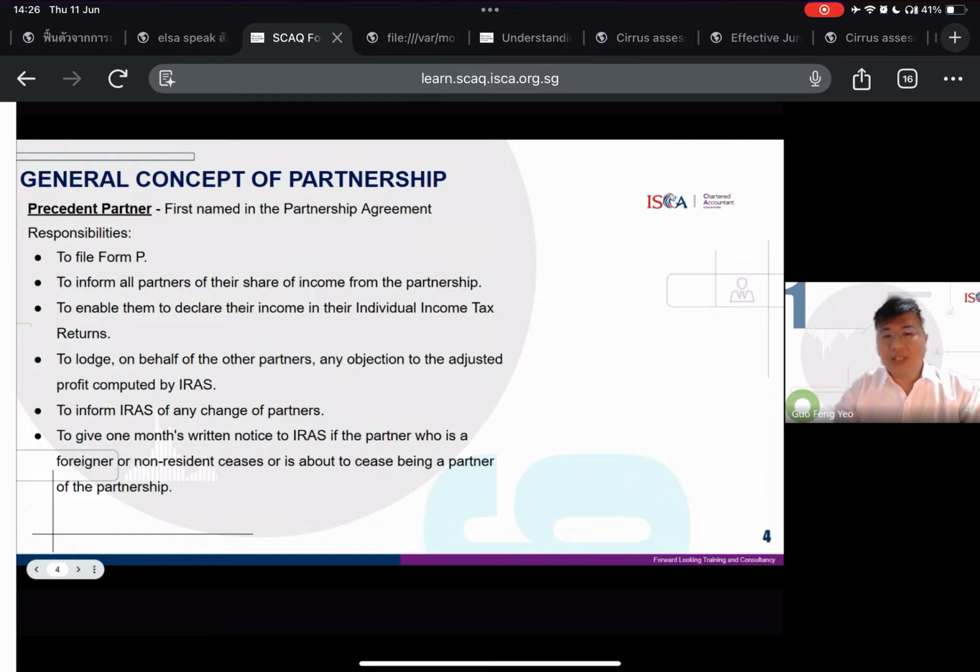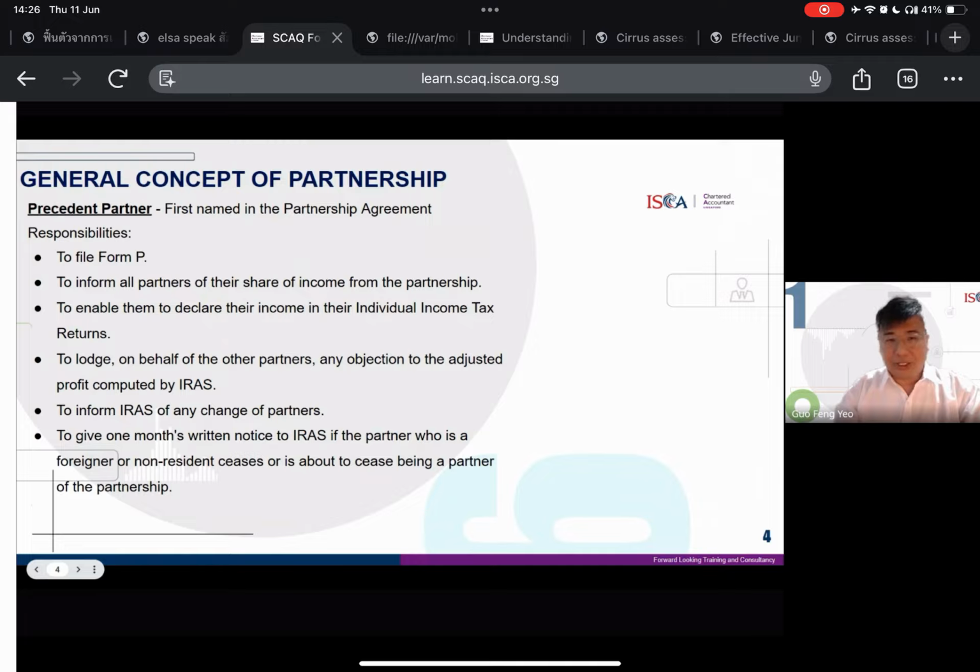The purpose of the Form P is to compute and submit to IRAS what is the divisible profits that each of the partners would receive from the partnership after the financial year end. This is also an important role, as the Inland Revenue will go after the precedent partner if the Form P is not filed on a timely basis.